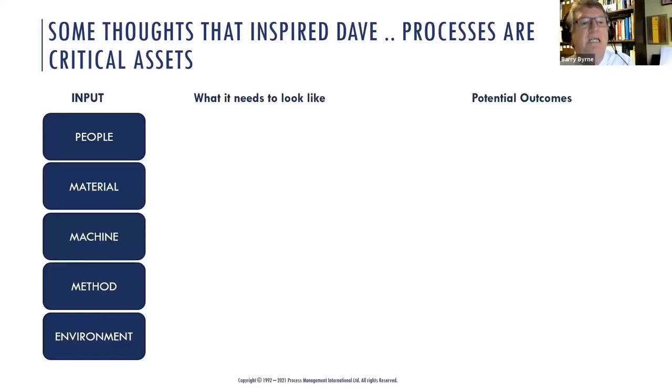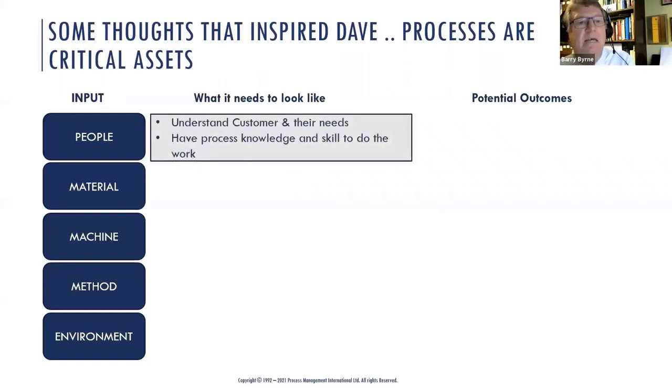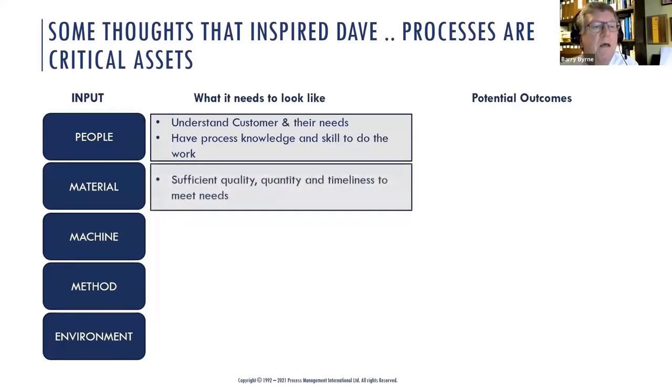So in order to do that transformation and to satisfy the customer, these are the things that Dave needed to be clear about. What would good look like? If processes are critical assets, the people element of that, what would that need to look like? Well, his people needed to understand the customer and their needs, and that could just be the next step in the process as well as the consumer. They also needed to have process knowledge and the skill to do the work. So challenging his people was met in equal measure by support in order for them to build that capability.